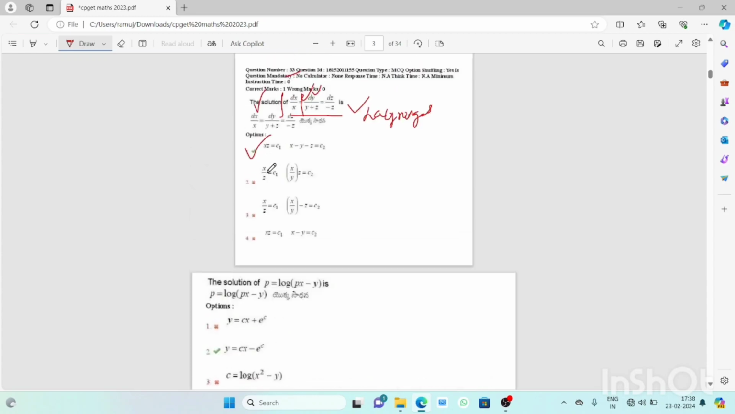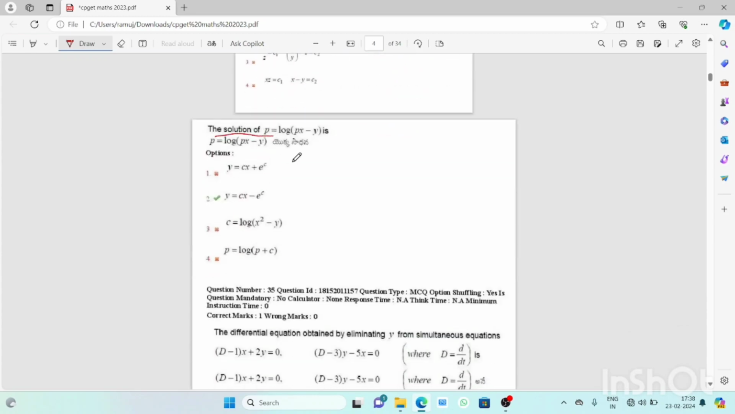The 34th question is, the solution of p is equal to log of px minus y. What I am going to do is take this log to the left hand side, so I will get e power p is equal to px minus y, and I want the value of y. I will tell you why I want the value of y. So that is y equals px minus e power p.